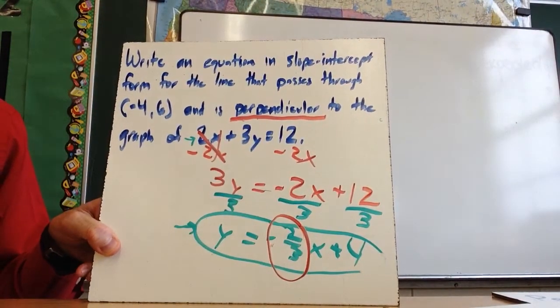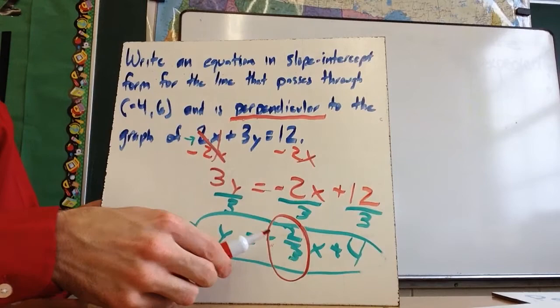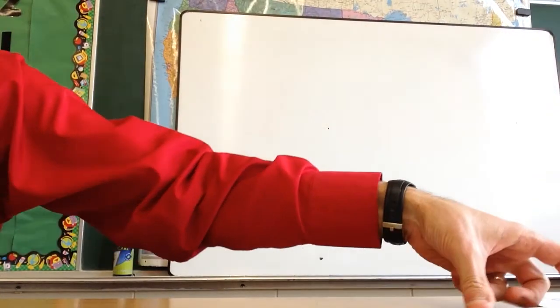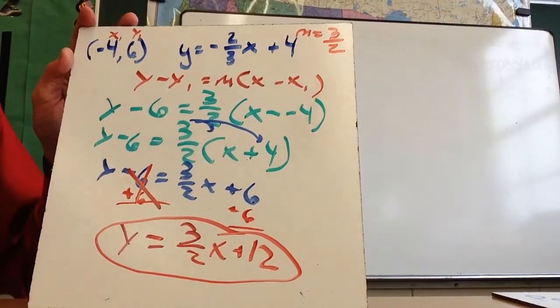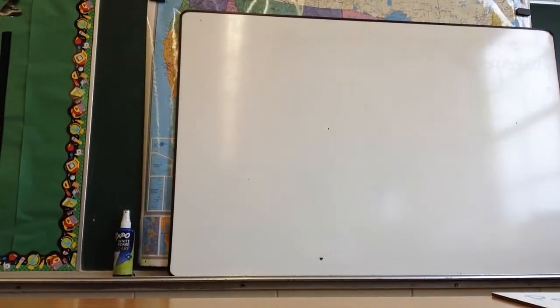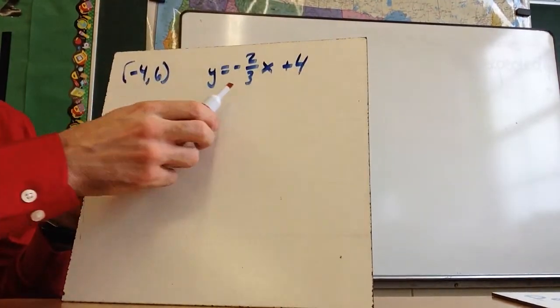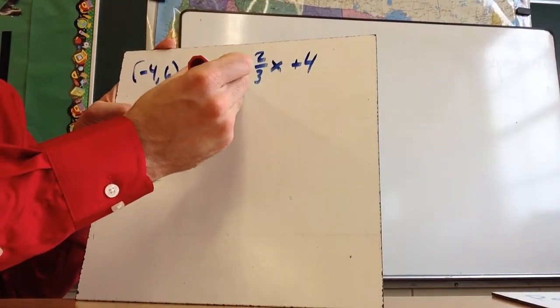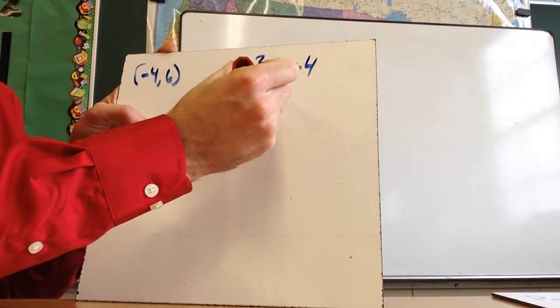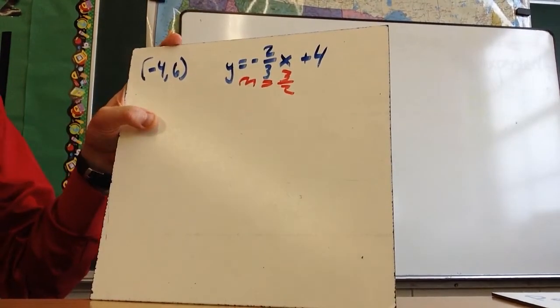that is perpendicular to this. All right, so this is negative 2/3 as the slope, and this one has 3/2 as the slope. All right, well now let's take a look at the other way that we can solve that. So again, this is the line that it is perpendicular to, so that's not the slope I want to use. The slope I want to use is the opposite reciprocal of that. All right, so that's going to be 3/2.